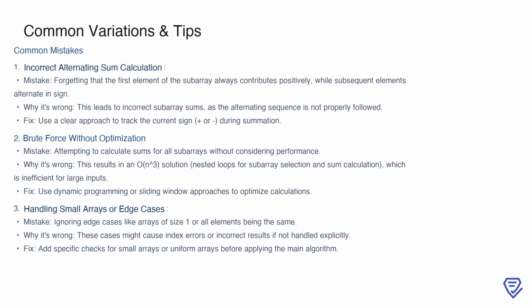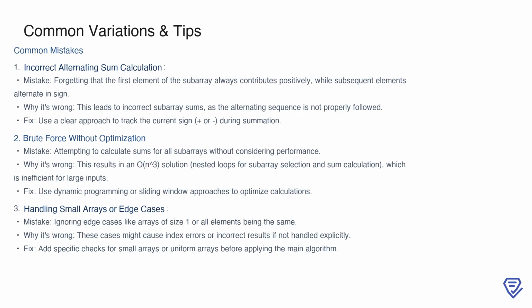The key is to remember that the first element always contributes positively, and the sign alternates for subsequent elements. If you fail to track these signs properly, the subarray sums will be off. To avoid this, explicitly maintain a variable to track the current sign as you compute the sum.